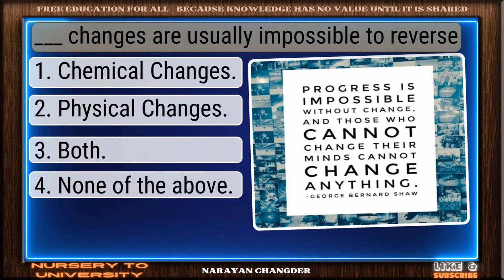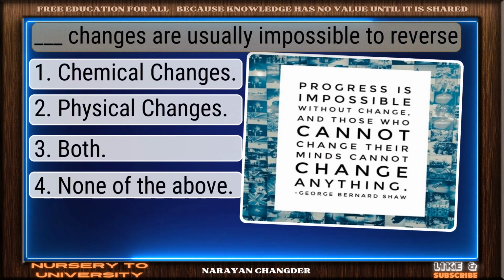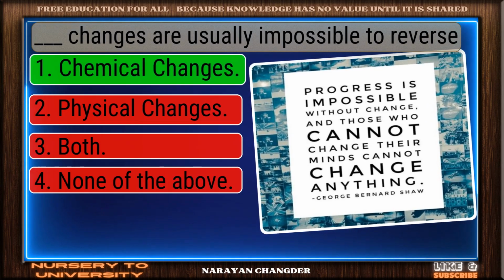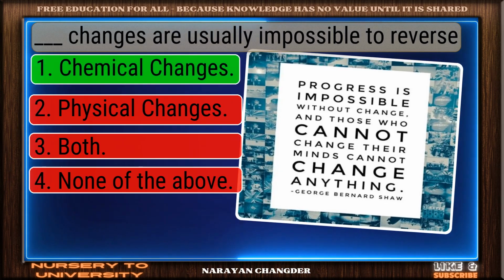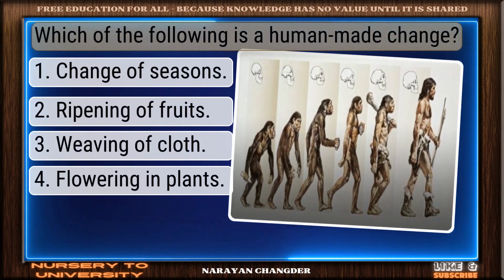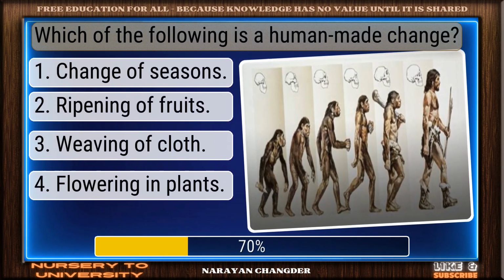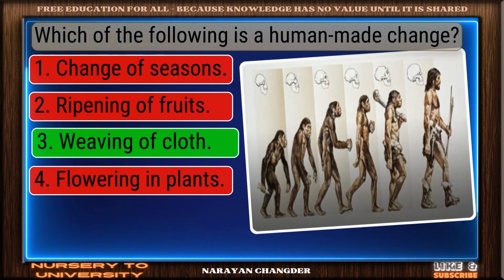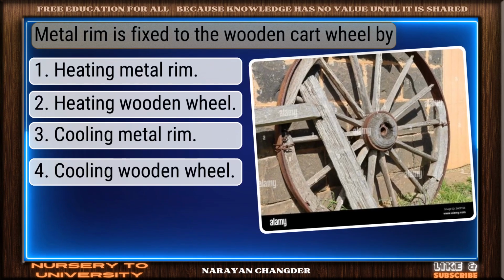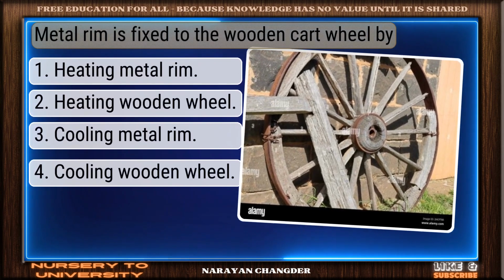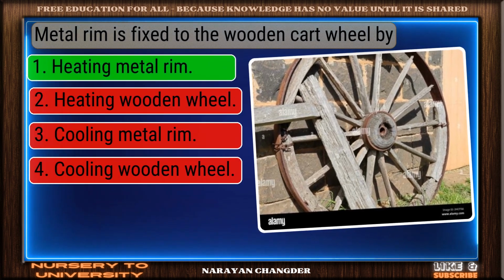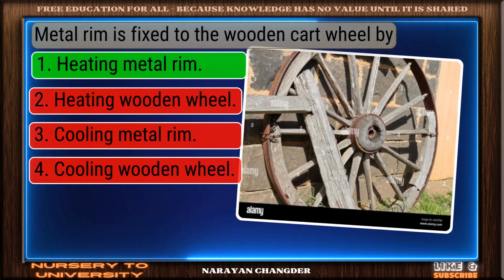Dash changes are usually impossible to reverse. Well picked. Chemical changes is the correct answer. Which of the following is a human-made change? Nice selection. Weaving of cloth is the correct and valid answer. Metal rim is fixed to the wooden cartwheel by correct. Heating metal rim is the right answer.